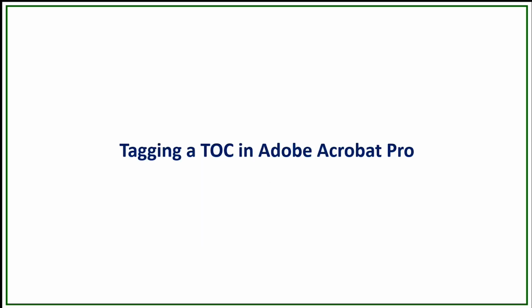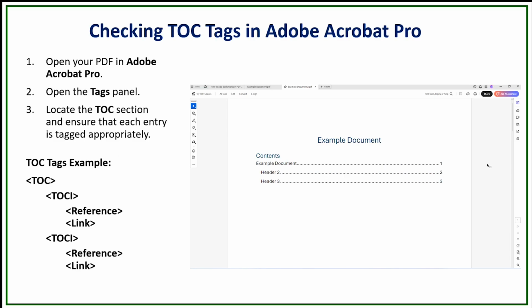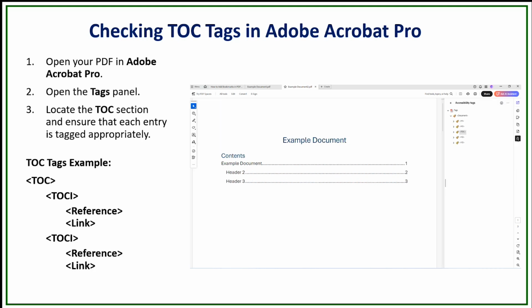Now let's look at tagging a table of contents in Adobe Acrobat Pro. After exporting the document to PDF, it is important to verify the TOC tag structure in the Tags panel. To do this, begin by opening your PDF in Adobe Acrobat Pro. Then, open the Tags panel. Locate the TOC section and ensure that each entry is tagged appropriately. Each table of contents item should be tagged as TOCI. Each TOCI should contain a reference or link container with the appropriate content.